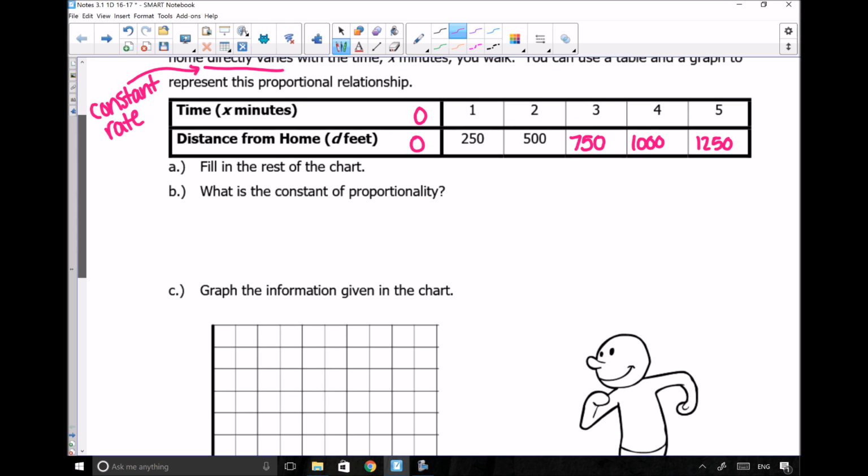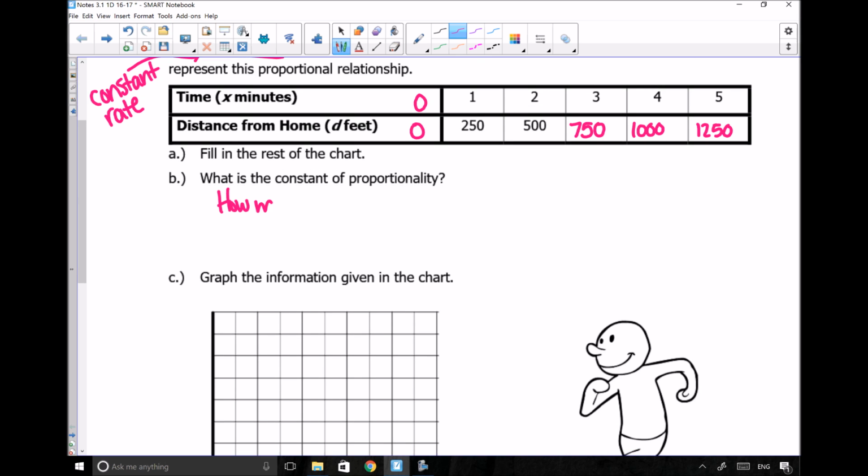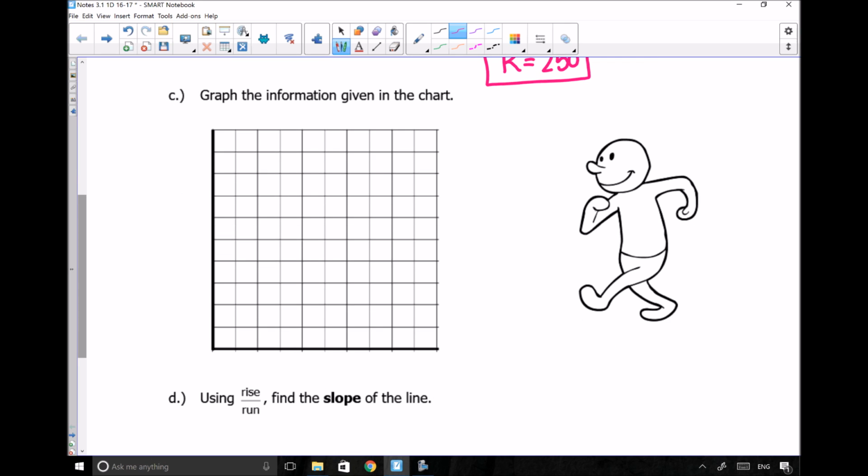Part B says what is the constant of proportionality? Well, my constant of proportionality is basically how many feet am I going per minute. So that's essentially what this is asking me. We know that every minute I'm increasing by 250 feet. If I take 3 minutes and multiply it by 250, I get the 750. So I know that I am going 250 feet per minute. That's my constant of proportionality. Generally you'll see the letter k used to represent the constant of proportionality, so k is 250. And then part C asks us to graph the information in the given chart.